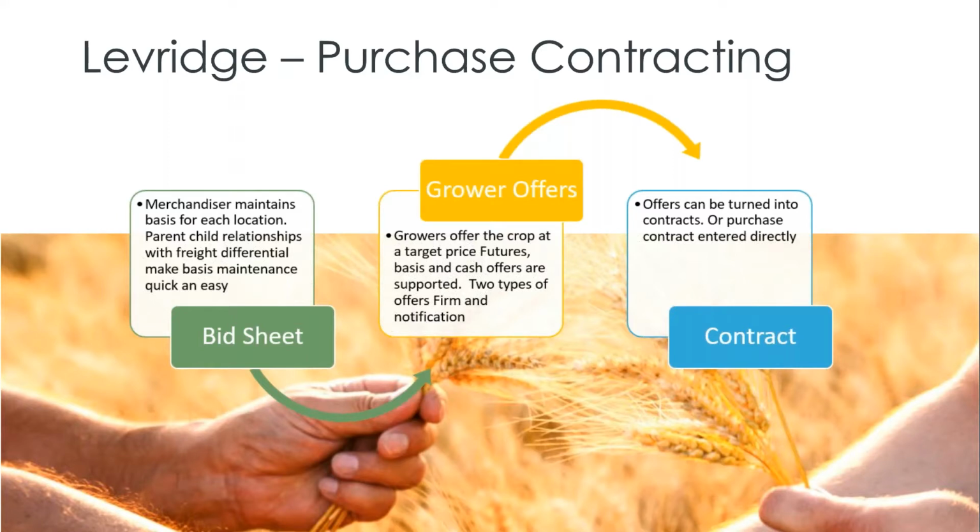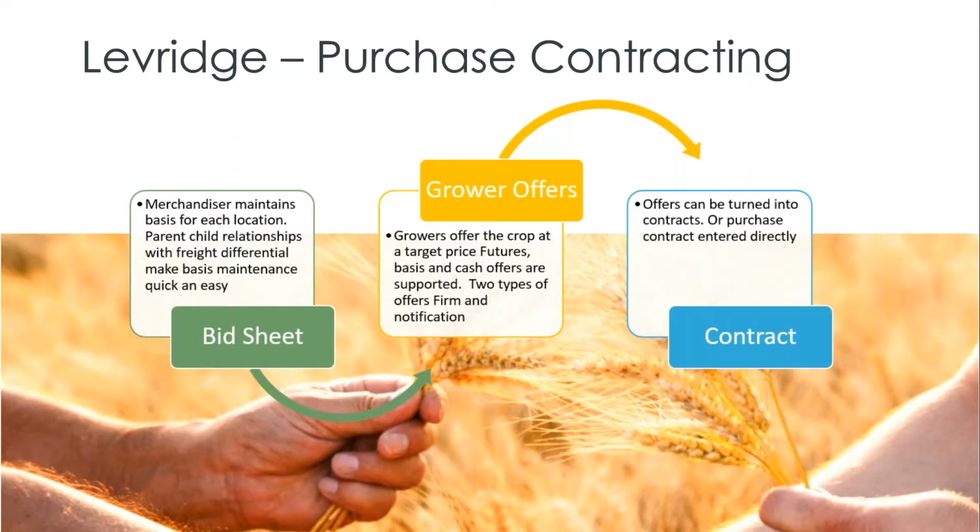The first step then is grower offers. Again, it's an optional step, but if a grower calls in and says, hey, I'll sell you my corn when it hits $3.50, you can track that with the grower offers system. So we have two types of grower offers, firm and notification offers.